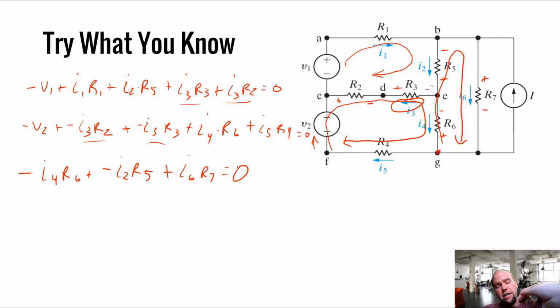Okay, that's 3. 3 equations, 6 unknowns. I need 3 more equations. How do I get those other 3 equations? Well, I got 3 using Kirchhoff's voltage law, so let's go for 3 using Kirchhoff's current law. Clean this up a little bit.